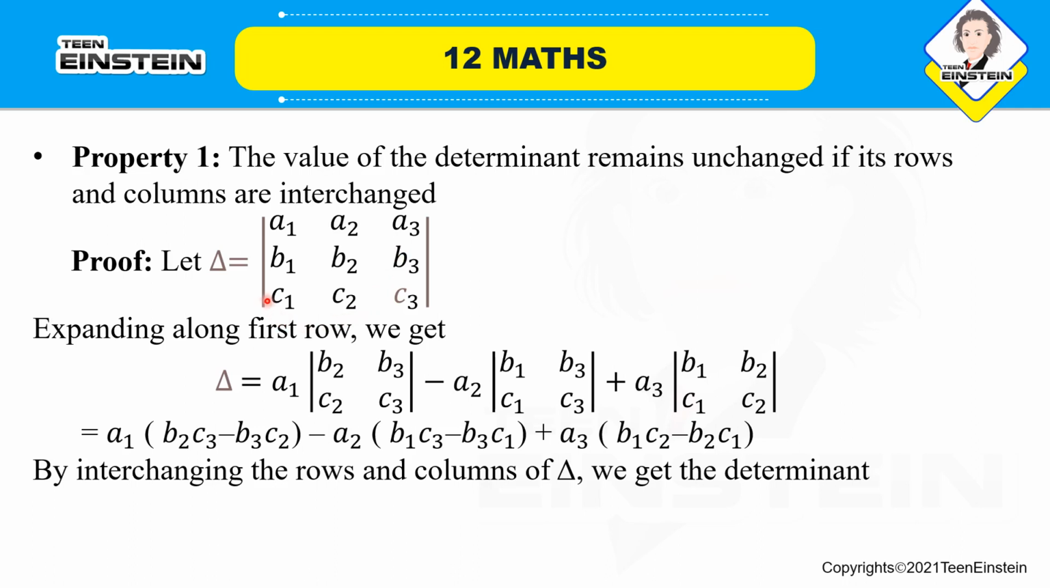Now I am going to expand this determinant along the first row. So what is the first row here? A1, A2, A3. So what will you get? Delta is equal to A1, you delete the row and the column having the element A1, so what you get is the 2 by 2 determinant B2, B3, C2, C3. In the next position, 1, 2 position, we have the element A2. For this position you will get a minus sign because this is the 1, 2 position.